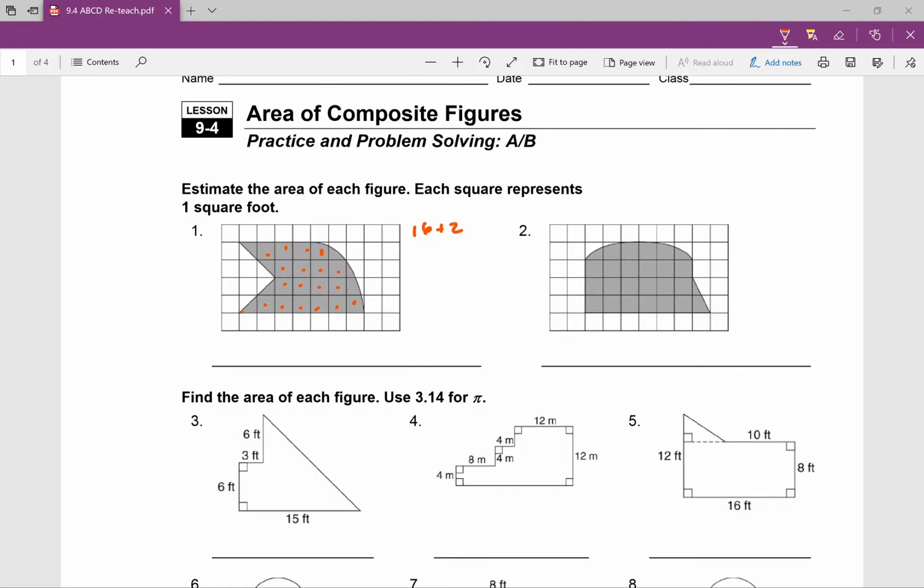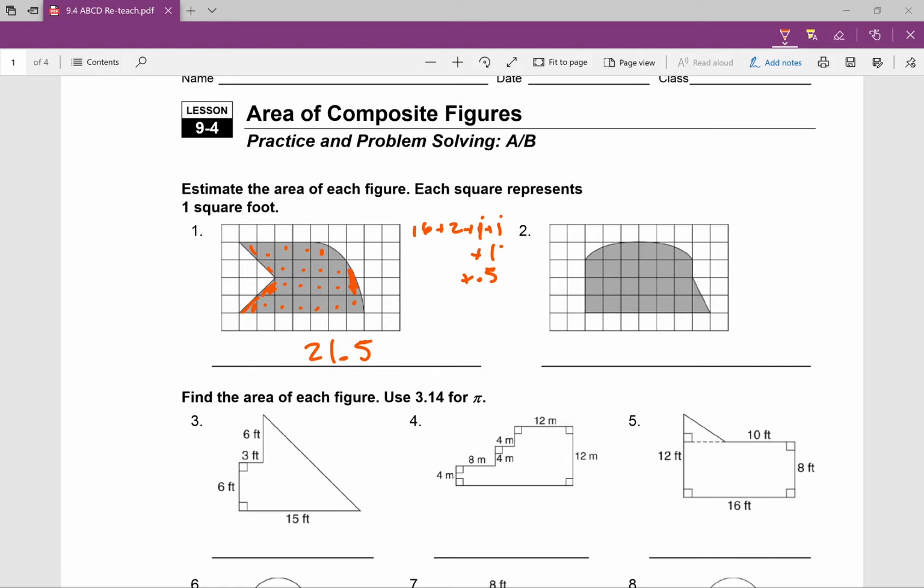Now this is half and half. So that's another one, another half and half, that's another one. And then this right here, this can count as one together, and this one as half. So 16 and 2, that's 18, 19, 20, 21. So this is about 21 or 21.5.